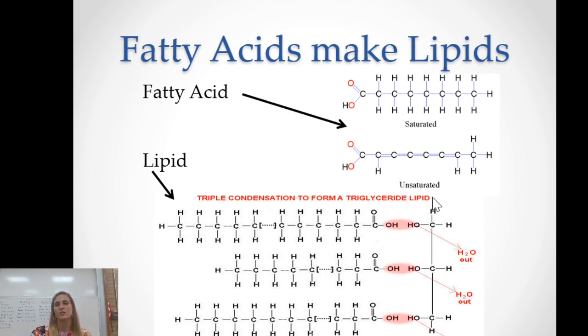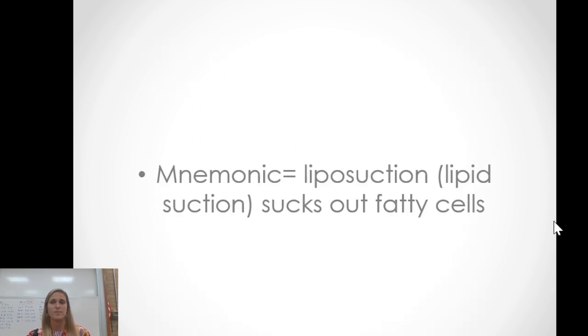And again, you need to go ahead and Google lipid, and then you're going to need to copy and paste a picture of a lipid that has the 2 parts, fatty acids and glycerol, into your notes right now. So go ahead and pause and do that.